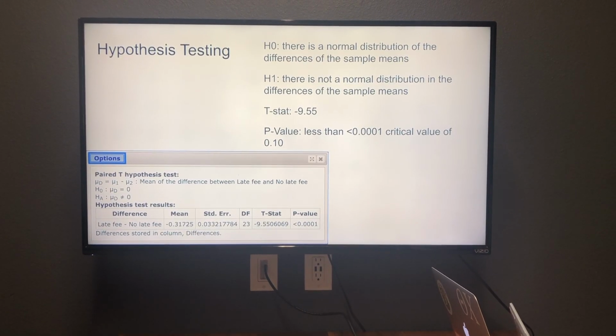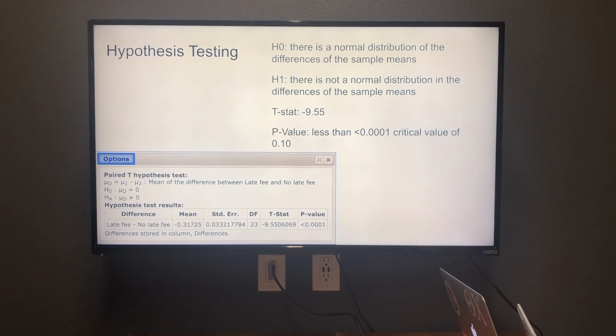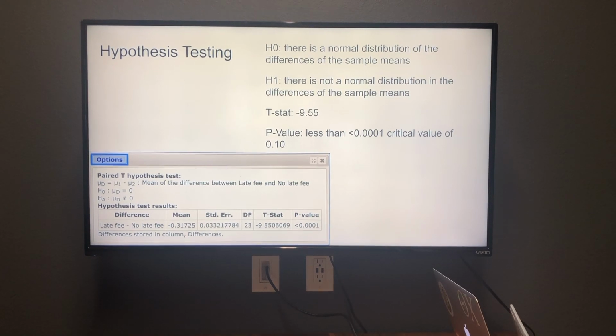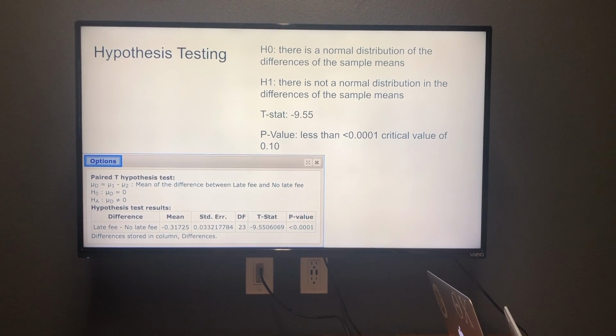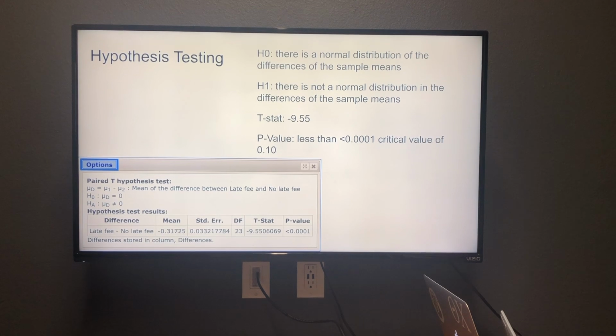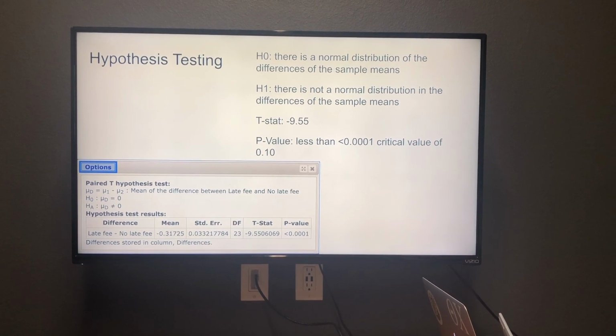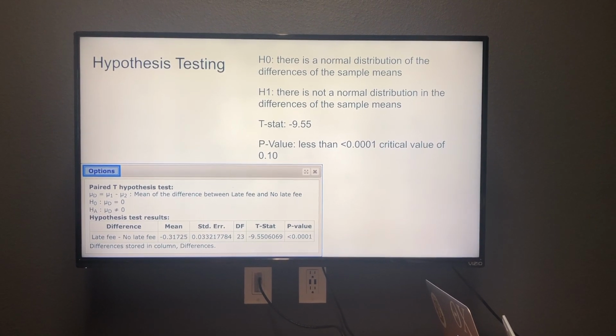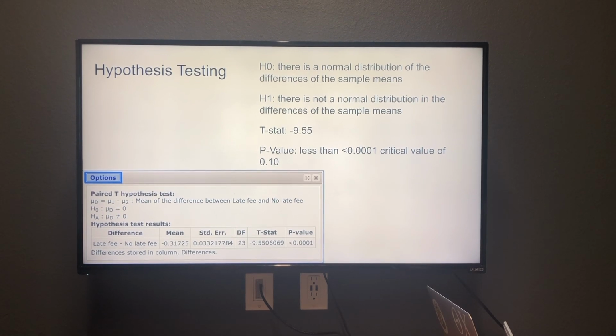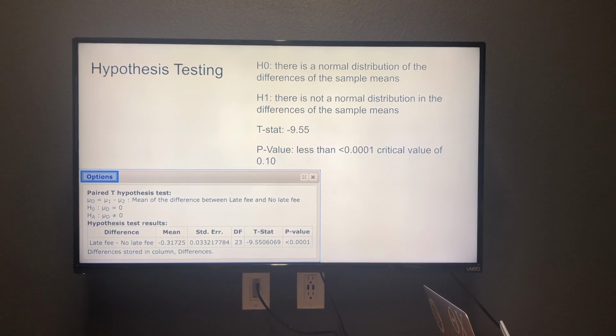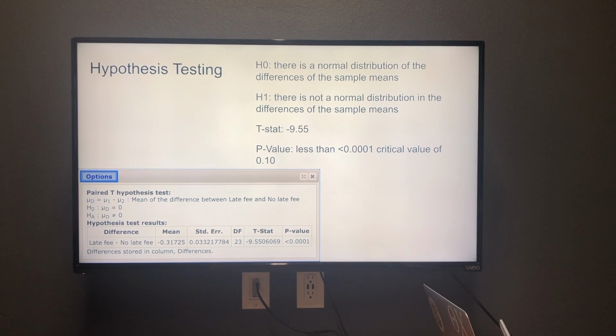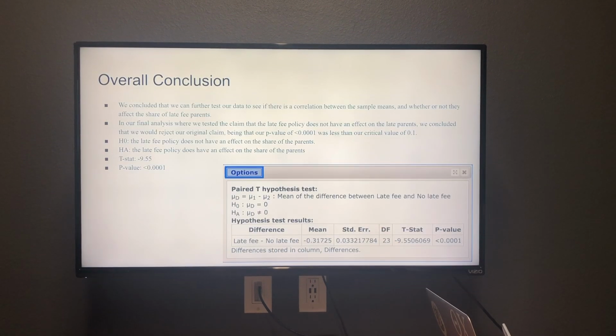And this is our hypothesis t-test. For our null, there's a normal distribution of differences of the sample means, and our alternative is there's not a normal distribution in the difference of the sample means. Our t-stat is negative 9.55, and we have a p-value of 0.001 with a critical value of 0.1, which means our p-value is less than our critical value.